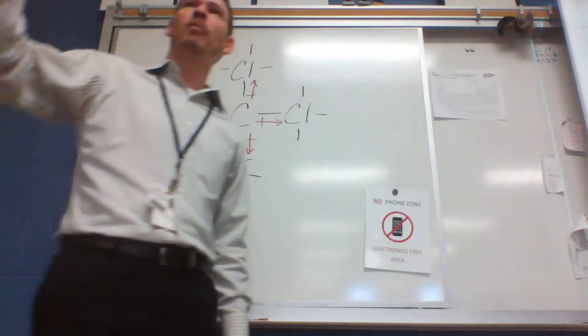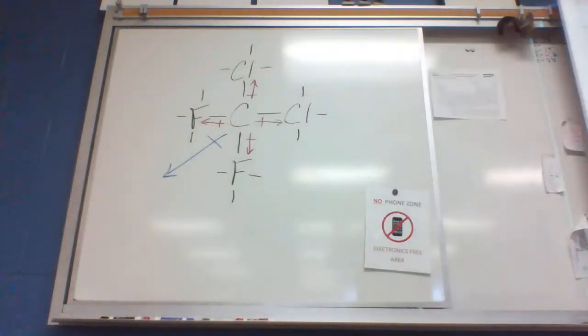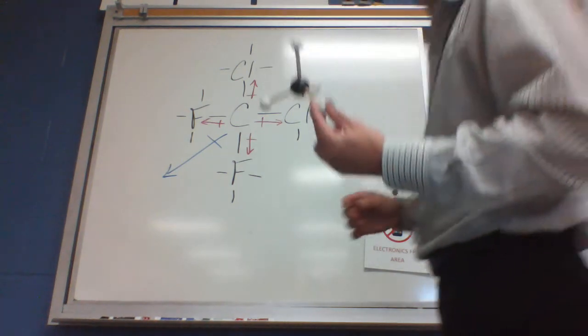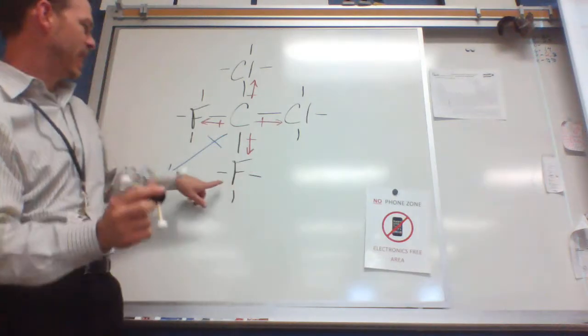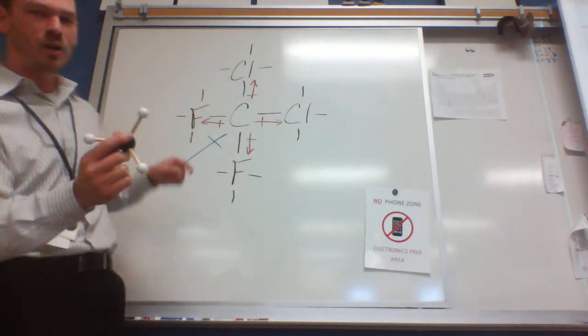Wait, what if you put the other F up top instead of using Cl? Show me how to do that. For those of you at home, the question was, what if there was an F down here and an F up here, and that chlorine was there?